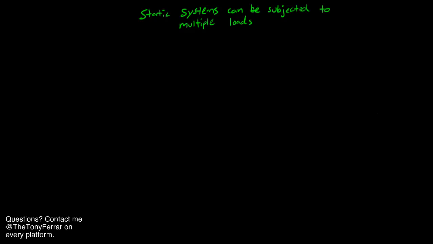In general, static systems can be subjected to multiple loads. And so we could have some static system and lots of different things could be happening to it. We could have a bunch of different forces all doing different things. And one of the things that Newton's laws tell us is that the sum of these forces is important. And so what we're going to talk about here is how to add force vectors together.